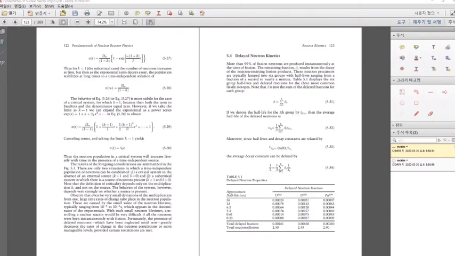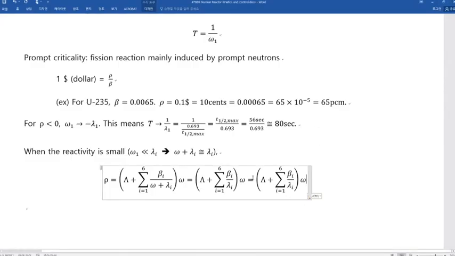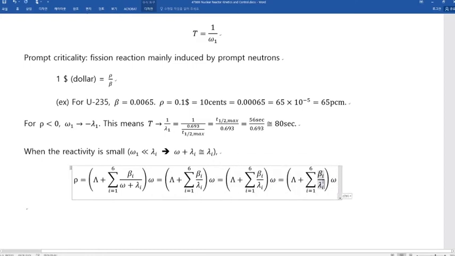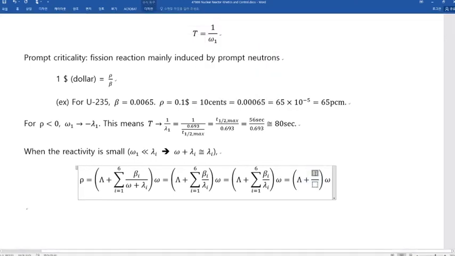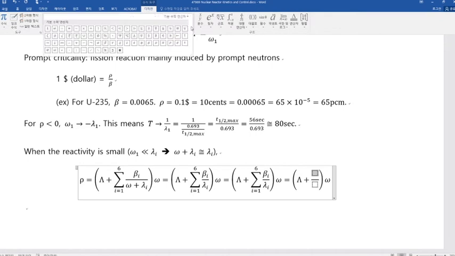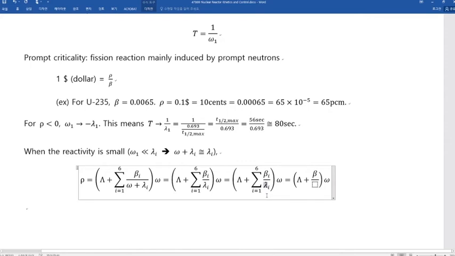So, going back, now we know that this is simply beta over the sum of this, which is beta over lambda. Beta over lambda.